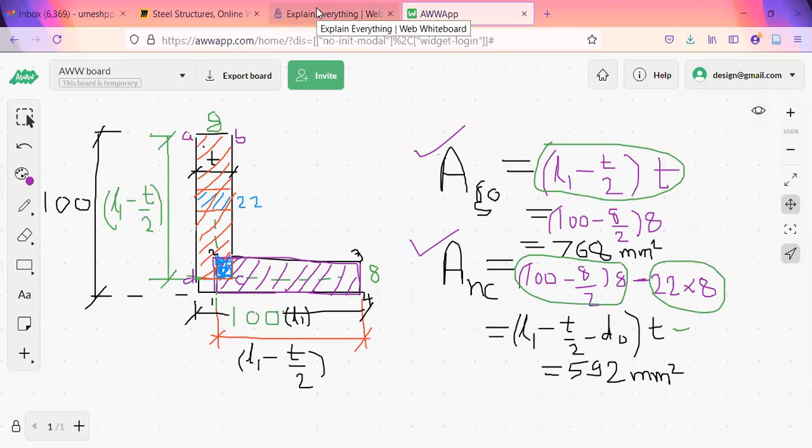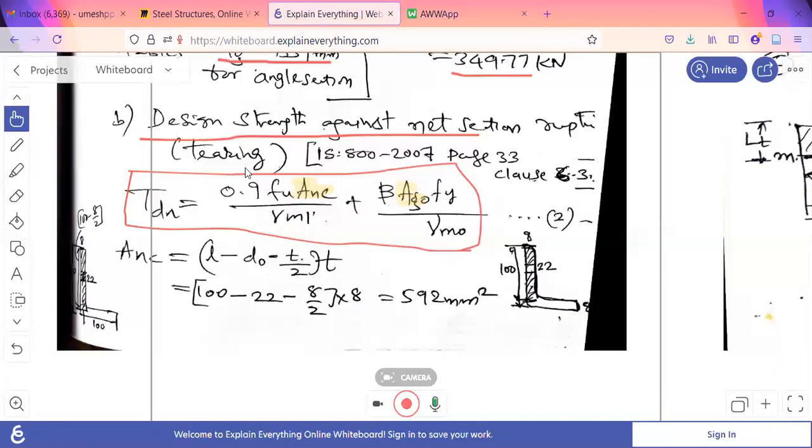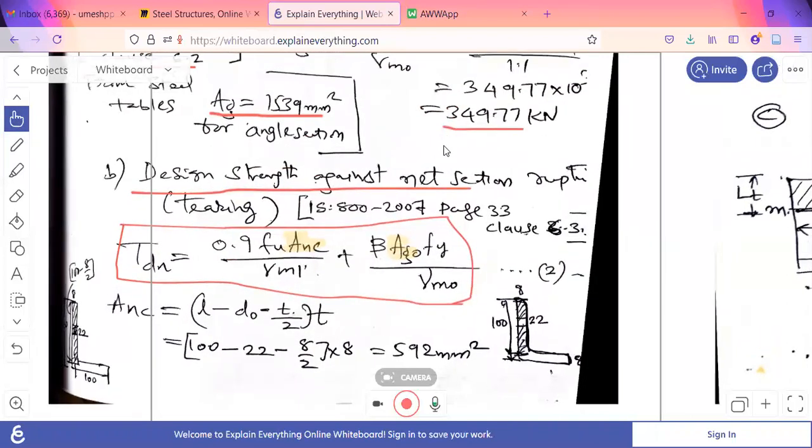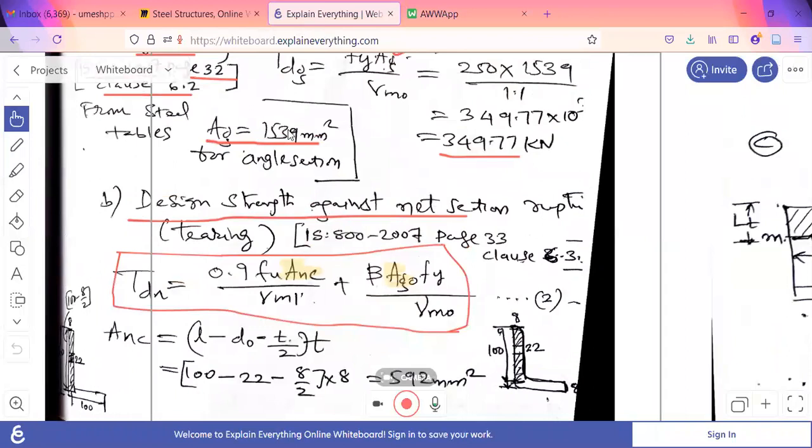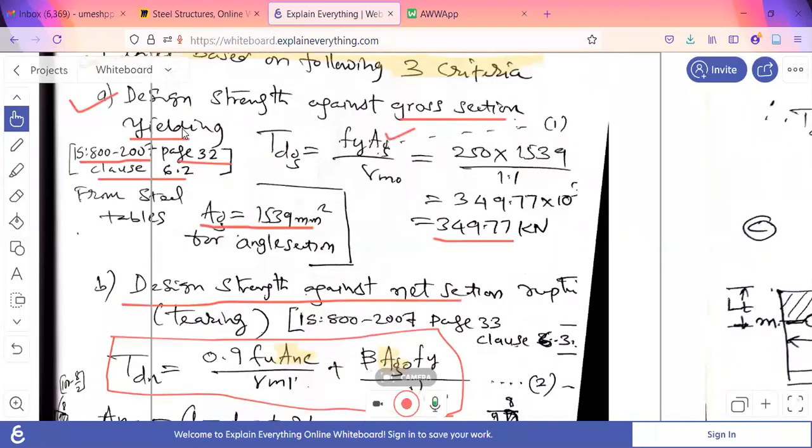So let us see the next part. First is TDG. Already done it. TDG is very simple. 349.77 or 349.8. Simply, this is called the design strength against gross section yielding, of the gross section without any openings that we have to consider.